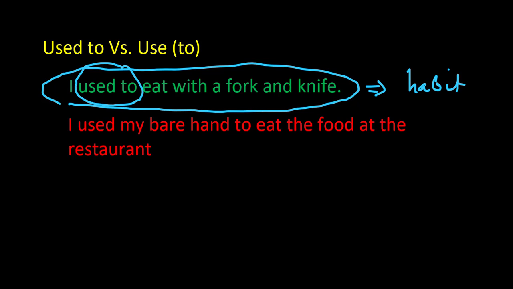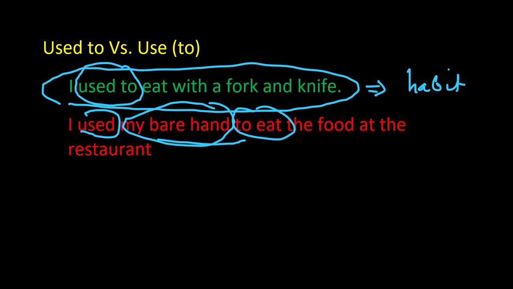What about the second sentence? I use my bare hand. We don't have use plus two directly here, but the two is a bit far away and it's separated by an object, bare hand, okay? So it's not used to, okay?